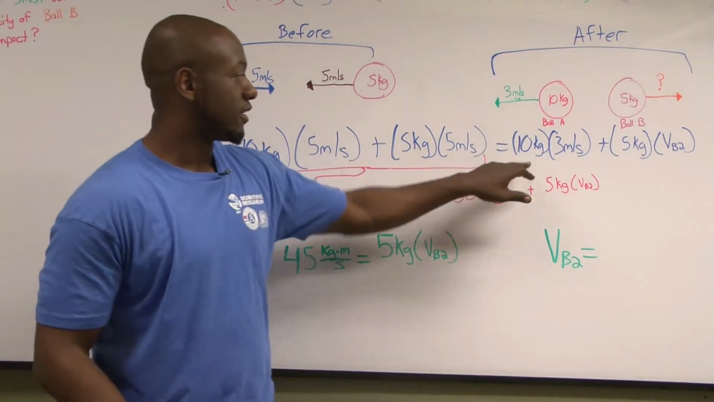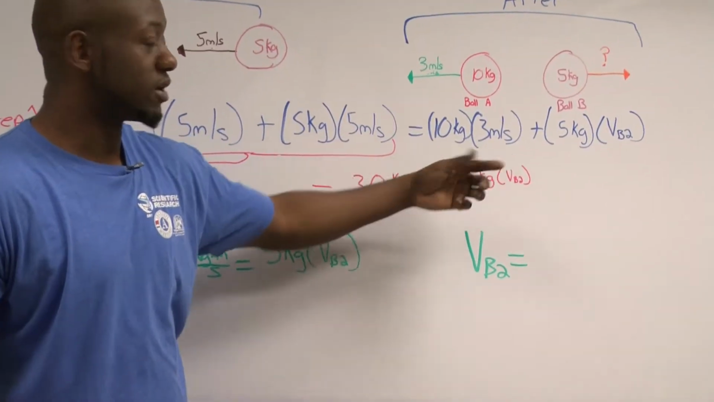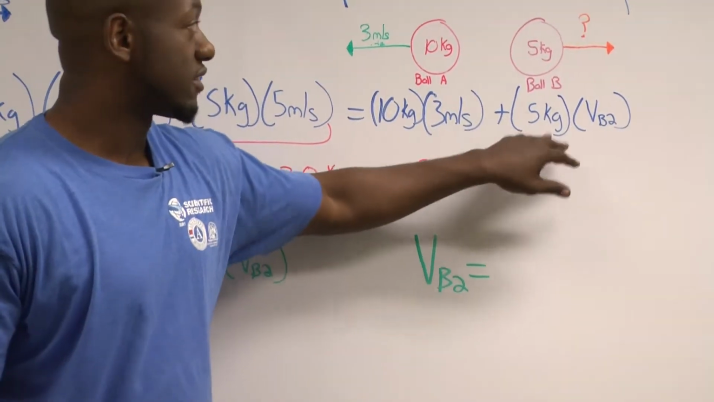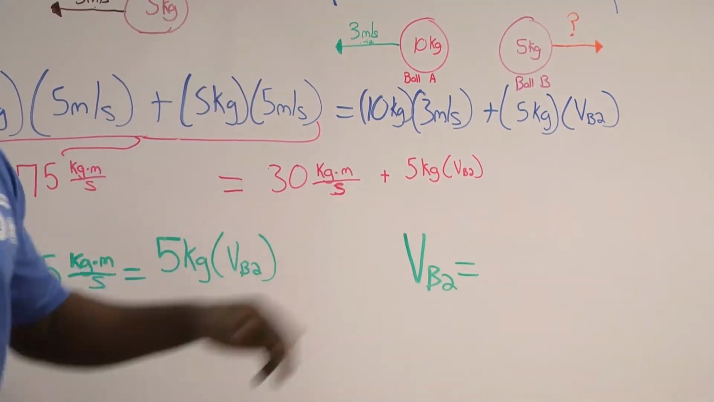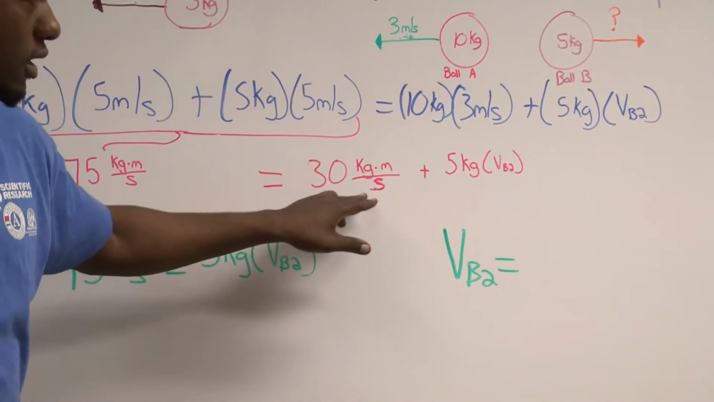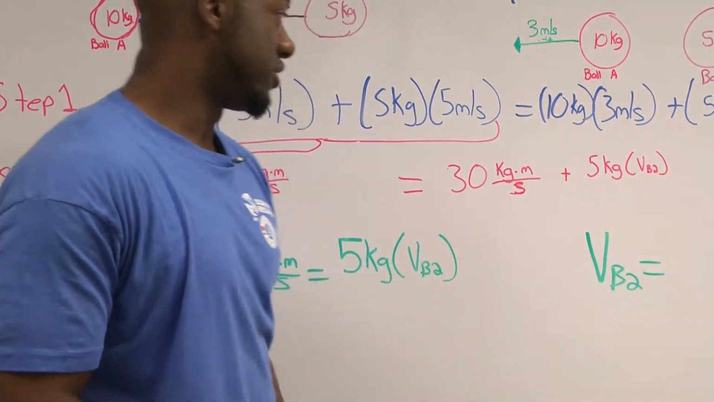On this side, you have 10 kilograms of ball A traveling at 3 meters per second, as well as 5 kilograms for ball B. You have your unknown right here, which is VB2. So you simplify that down, and you get 30 kilograms meters per second plus 5 kilograms times VB2.